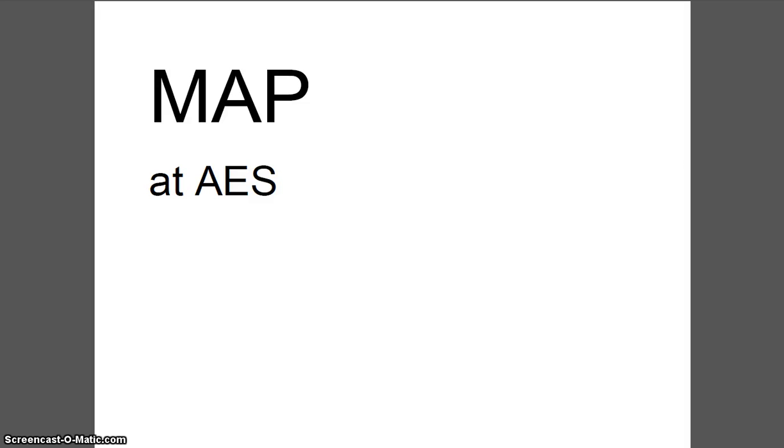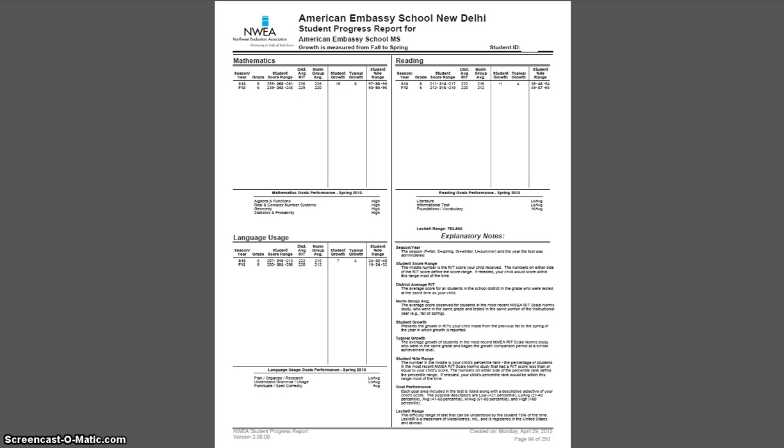This video is intended to help parents read their child's MAP progress report and to interpret the results. Shortly after AES students have completed testing, MAP student progress reports are emailed to parents. The first page of the score report is a transcript view. A different video explains how to read and interpret that page.